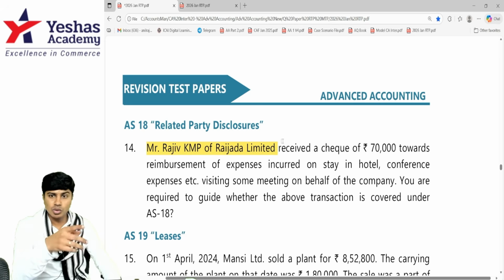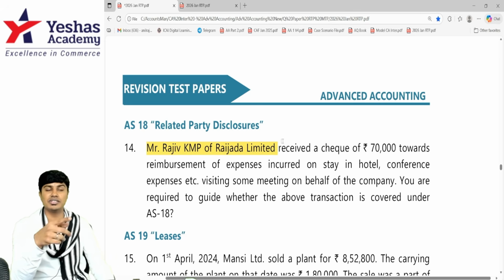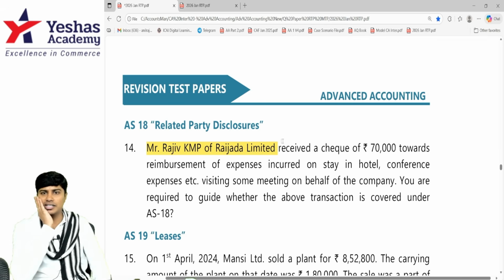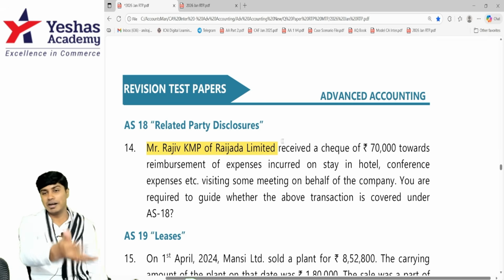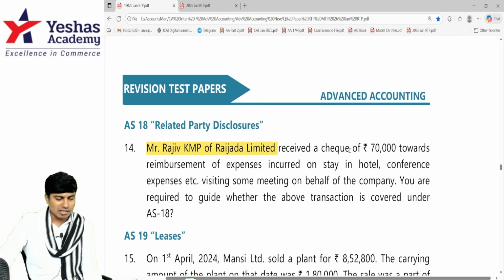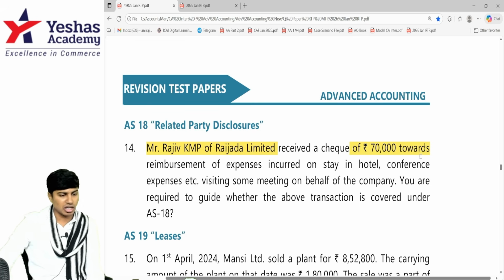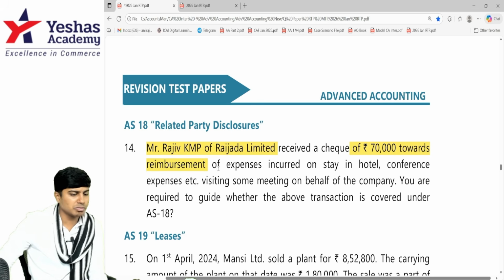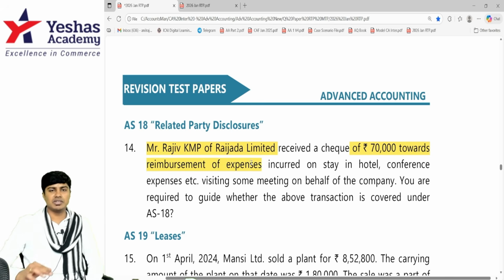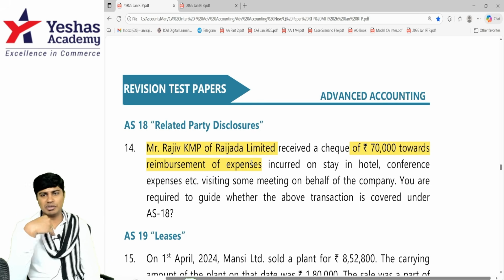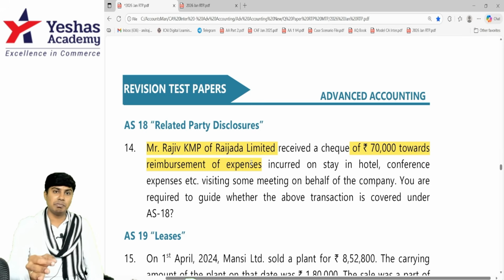And not just you, your relatives are also related parties. Your relatives as in mother, father, brother, sister, wife, spouse or husband, children. All of them are considered relatives, related parties to the company. And the company gave a check. So basically, Mr. Rajiv, the KMP, took a check of 70,000 towards reimbursement of expenses. So what Mr. Rajiv has done is, he's made some payments on behalf of the company. Company should have paid it. He has paid it. Because he has paid on behalf of the company, he will take that money from the company. Is Mr. Rajiv a related party?